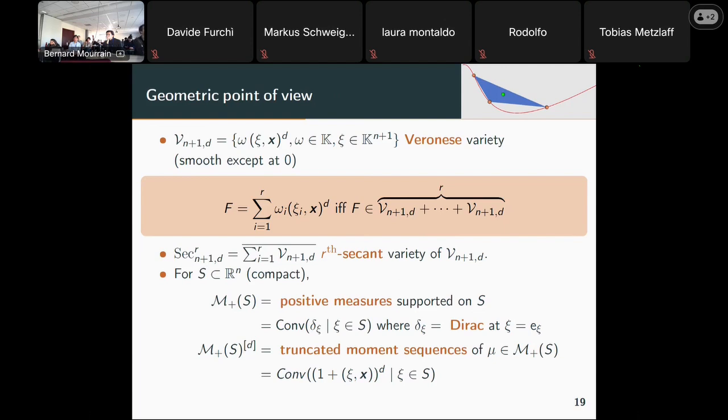And so we see measures as linear functionals, that is, vectors of moments. Moments which are infinite. In fact, I think it's Riesz's theorem that says that a measure is uniquely defined by its moments. It's a correspondence between measures and vectors of moments, an infinite sequence of moments. And this is the way we see it.